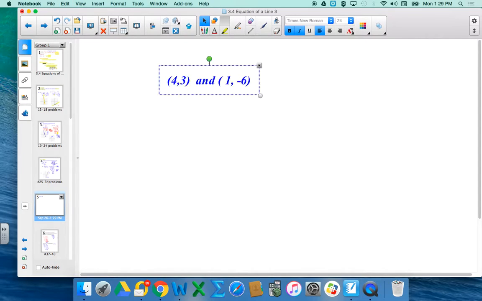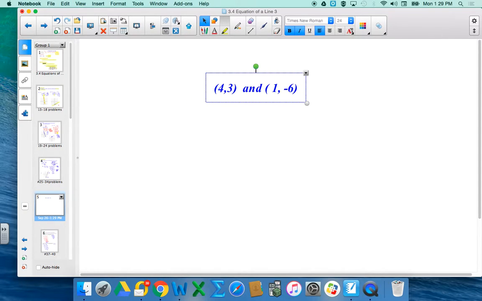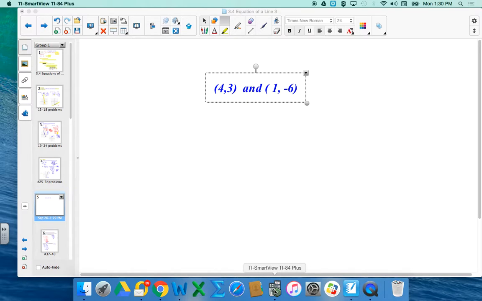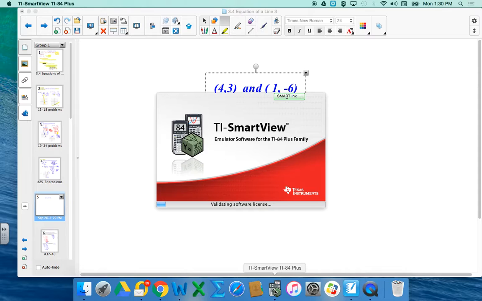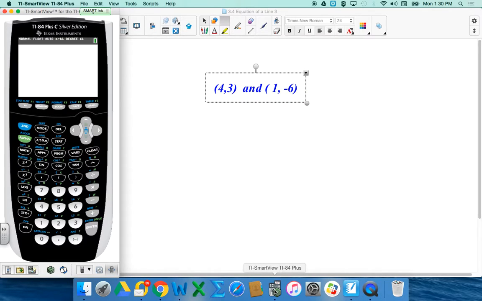So, if you were asked to find the slope of a line that goes through these points, we'll do more of this, but I wanted to get it on the machine. You would go to program and choose slope. So I'm going to scroll up and get slope. And then you are going to put the numbers in straight across. So we're going to put in 4, 3, 1, and negative 6. And it gives you the slope of 3.